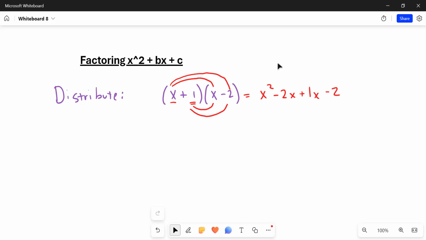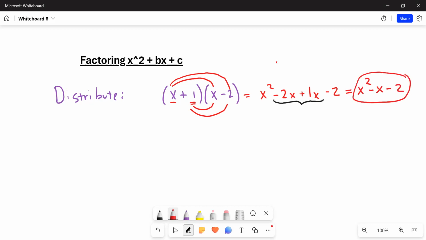The last thing you'll want to do with this kind of distribution property is consolidate like terms. In the middle there, we have like terms. And so a best final answer would be x squared, -2x plus 1x is -1x, or -x, minus 2. That would be a simplified answer. That's the distribution. So factoring is the reverse of that. If we were to start on this right-hand side and work our way back to these factors, that process is known as factoring.